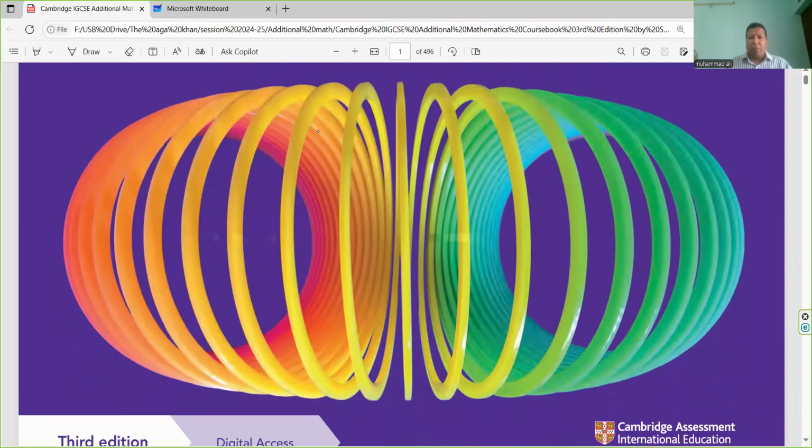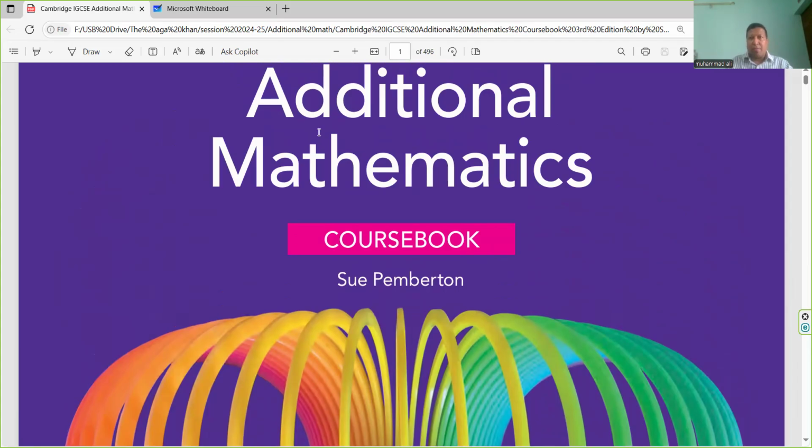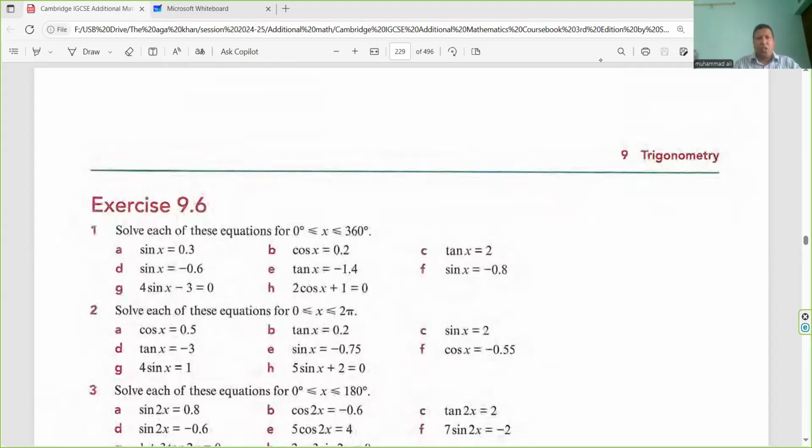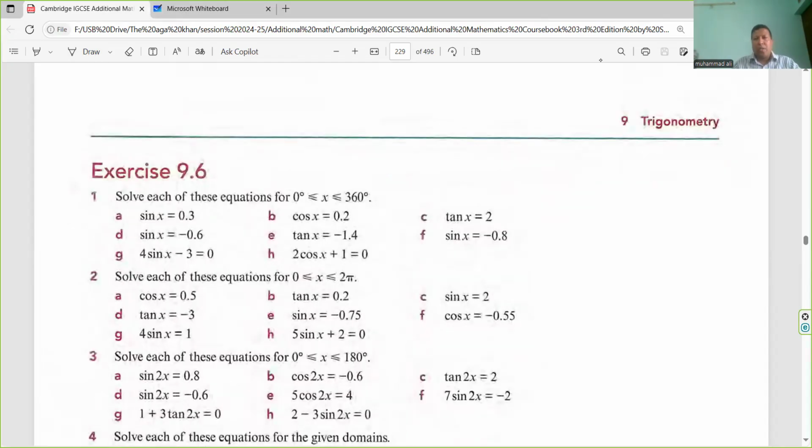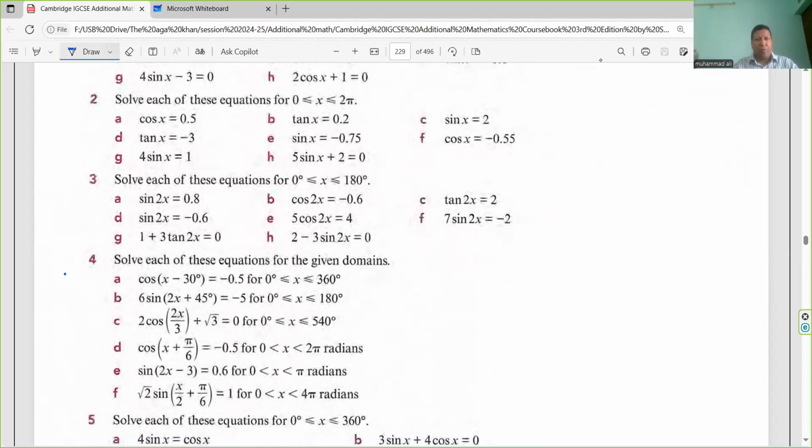Today we try to solve some questions from the Cambridge IGCSE Additional Mathematics course book. From the Trigonometry chapter, we try to solve some maths. Exercise 9.6, chapter 9, Trigonometry. We will solve question number 4.